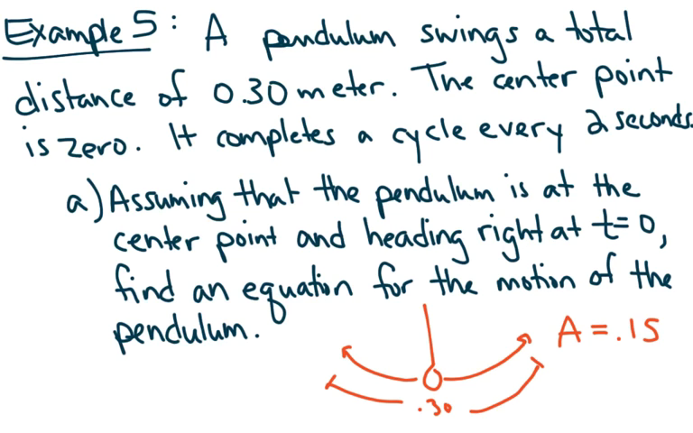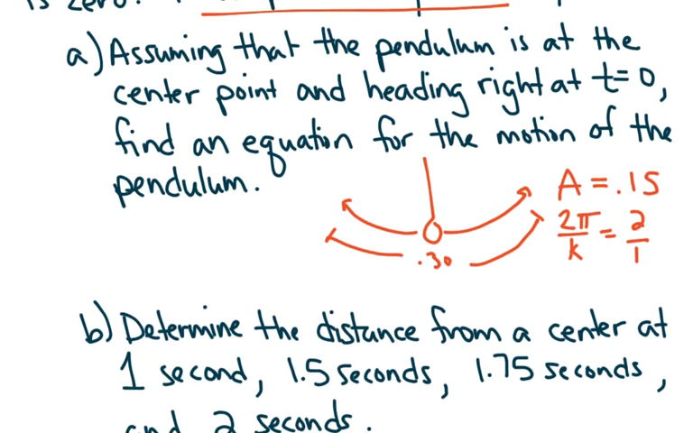The other thing it told me is that it completes a cycle every 2 seconds. Well, completing a cycle is code word for period. So now, if I know that 2 pi over k is equal to 2, that's a proportion that I can use to solve for k. So 2k is equal to 2 pi, so k must equal pi.